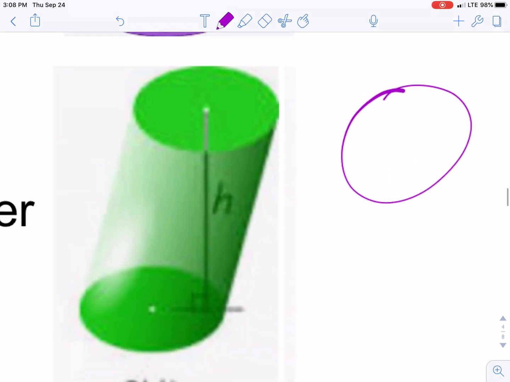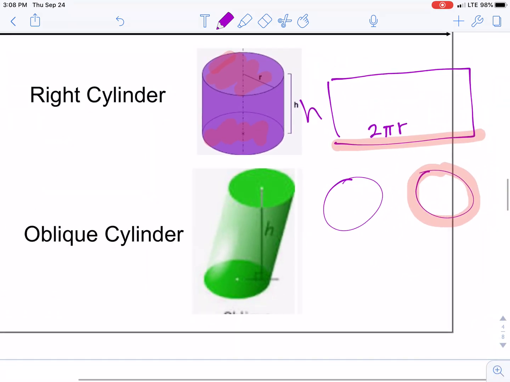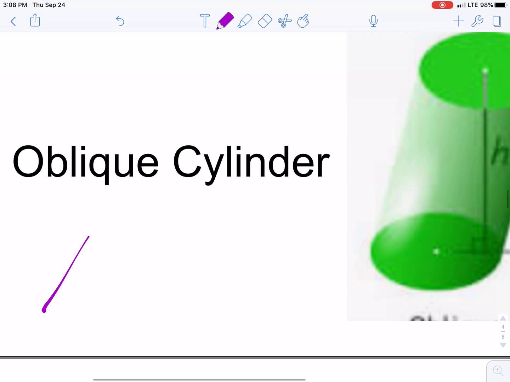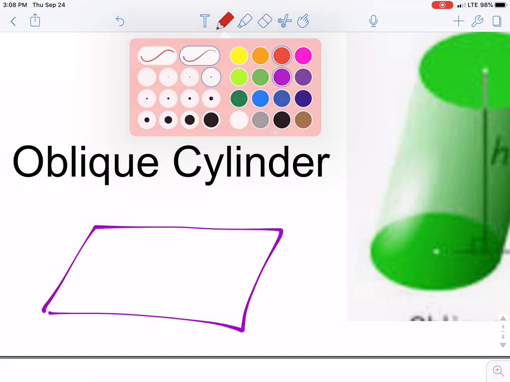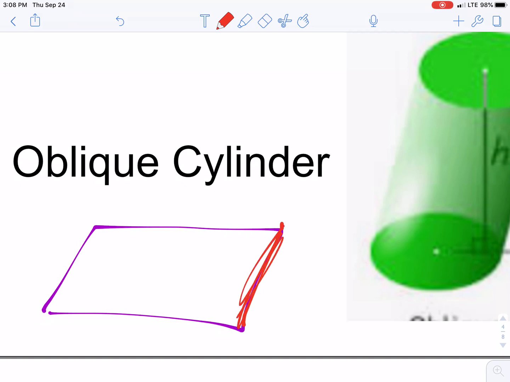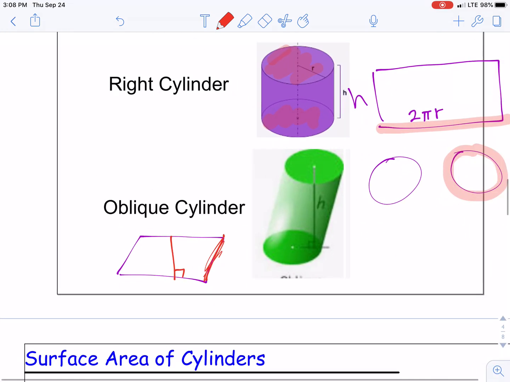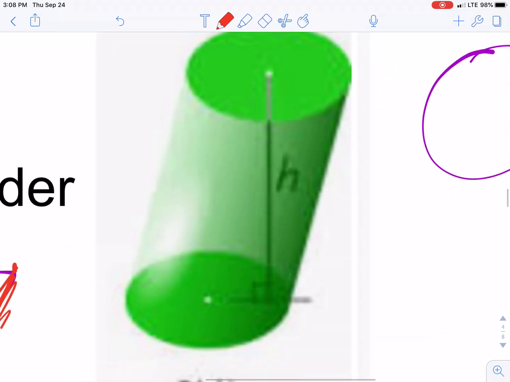Now this oblique thing, it's just like when we talked about parallelograms, right? When we want to use the height of a parallelogram, it's not this far right side length. It is the one that's straight up and down, making that 90-degree angle. So if we have a slanted, or what we call oblique, cylinder, this value right here would not be considered our height anymore. We want the height to be the one that's straight up and down.